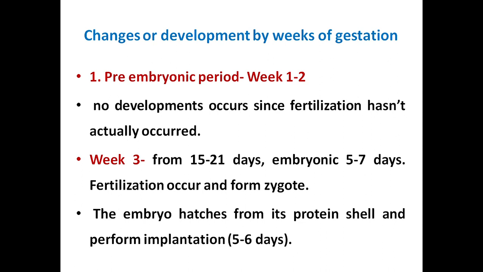So we call it the ovum embryo or zygote embryo on the 5th to 7th day. Fertilization occurs and forms the zygote. The embryo hatches from the protective zona and performs implantation on the 5th to 6th day. This is very important, and it is also asked in many examinations when the zygote and fertilization occur. So in the embryonic period, on 5 to 7 days, fertilization occurs and forms a zygote.